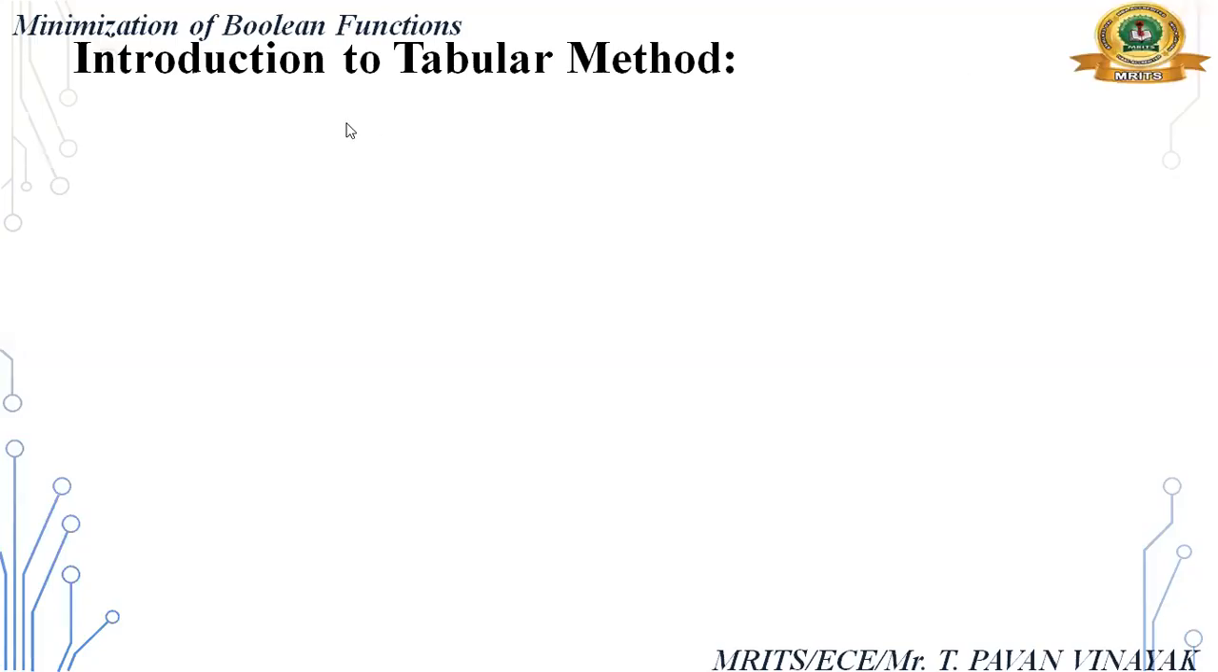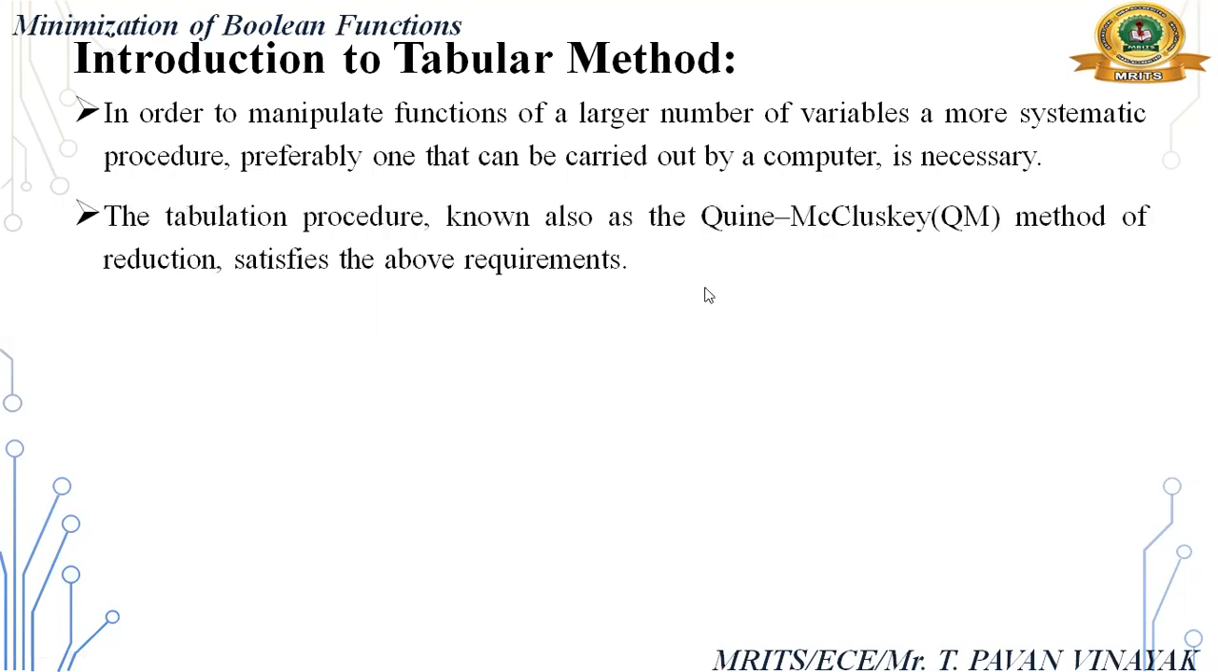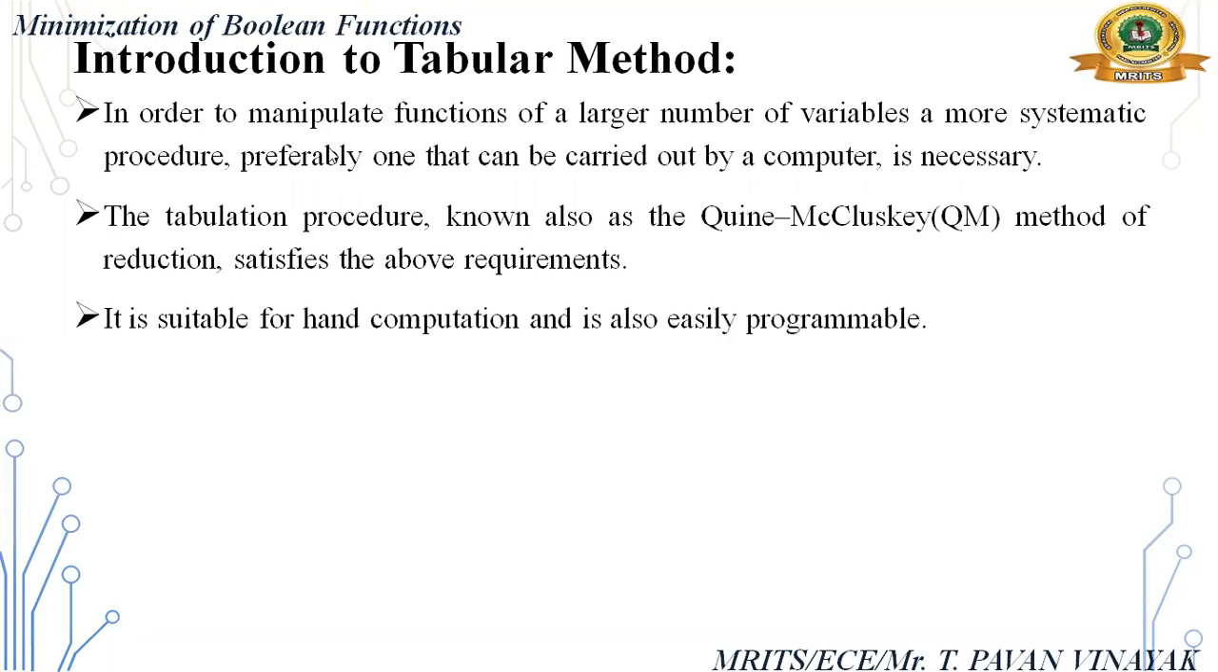Now, introduction to tabular method. In order to manipulate variables more than 5 or 6, we prefer the tabular method because K-map is not useful. The tabular method is also known as the Quine-McCluskey or QM method. What are the steps involved in this method?